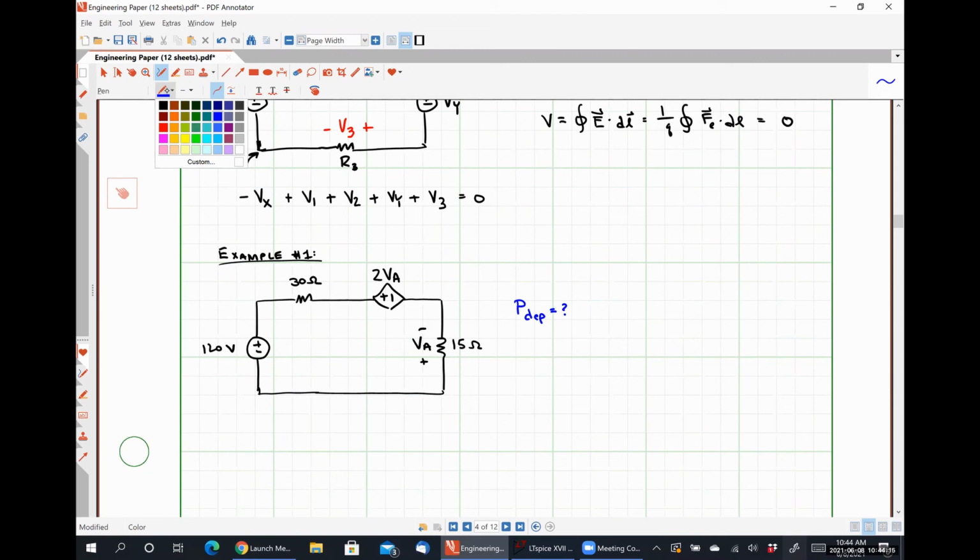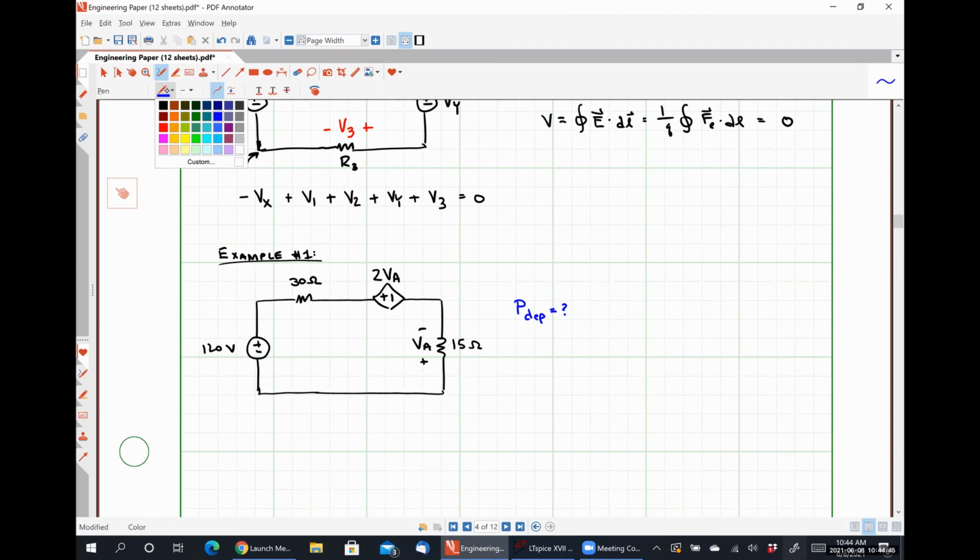What's up? Also, I think if we do the KVL, we'll find VA, and then we plug in VA into the dependent source, then we get the voltage there. And I think we will find the current going through the loop, then multiply the voltage we found for VA times 2, and then get the voltage, then times that by the current to get the power going through the dependent source. Would that work?